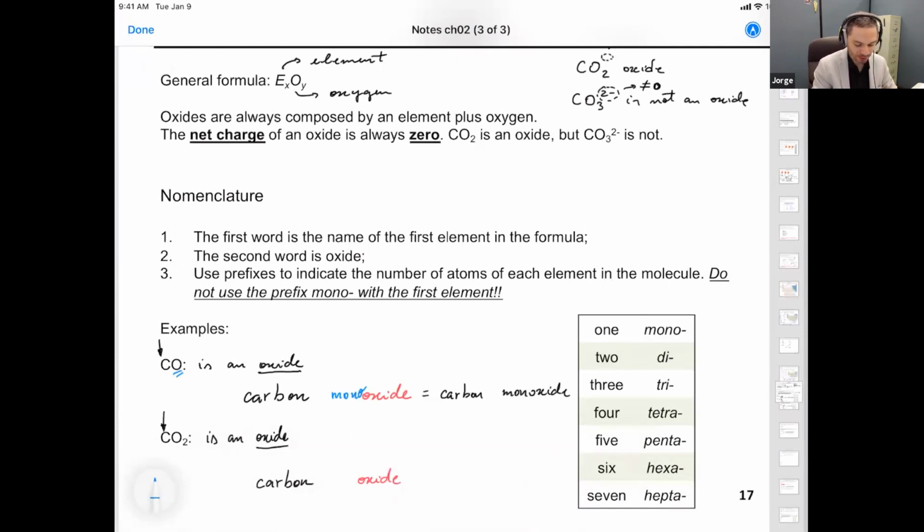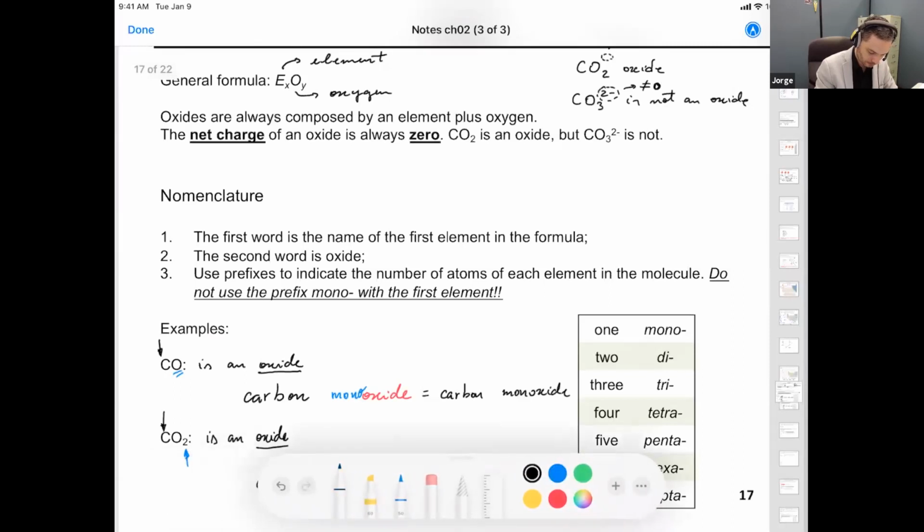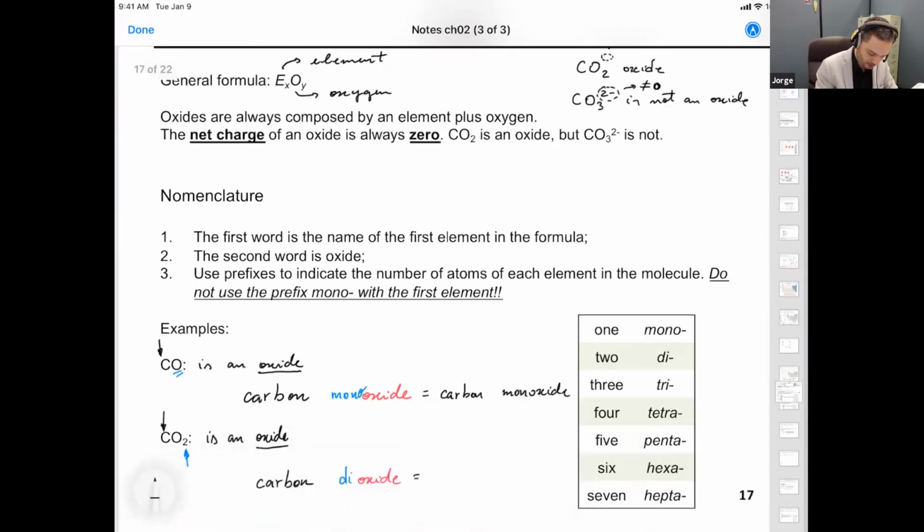Never use the prefix mono with the first element. However, we need to indicate the number of oxygens in the formula. In this case, we have 2. The prefix for 2 atoms is di. Therefore, CO2 is carbon dioxide.